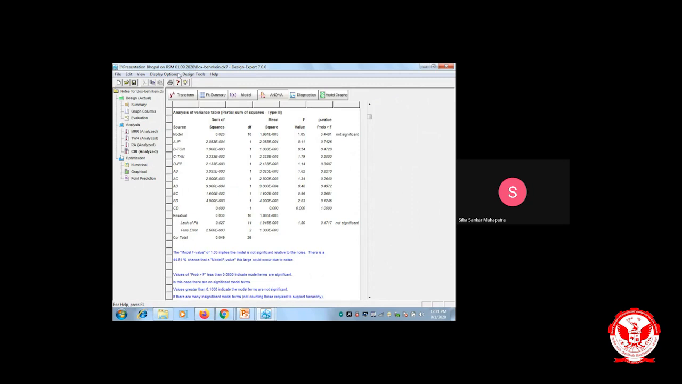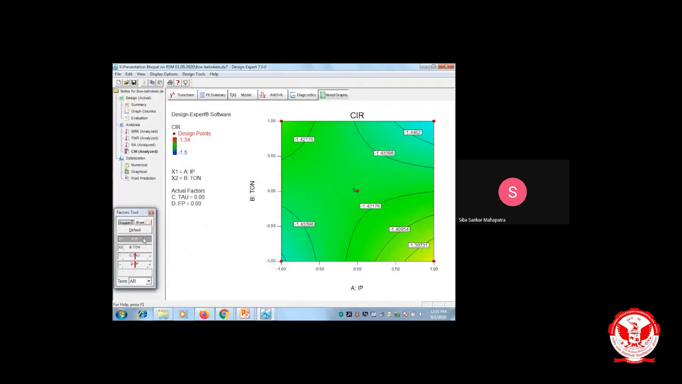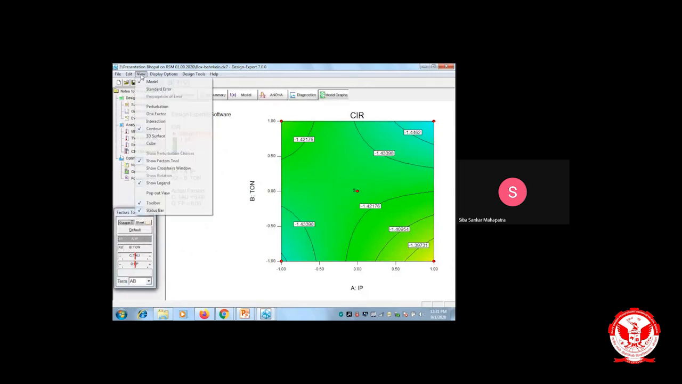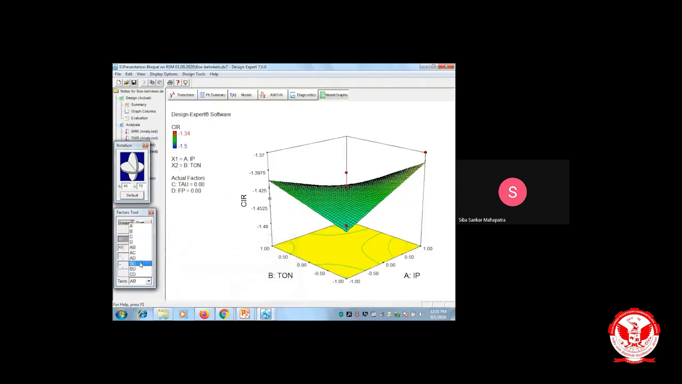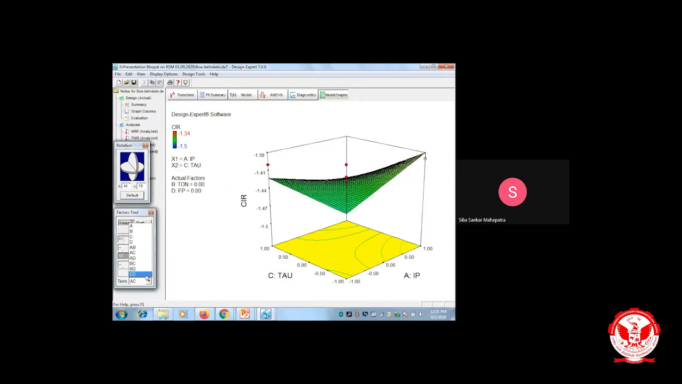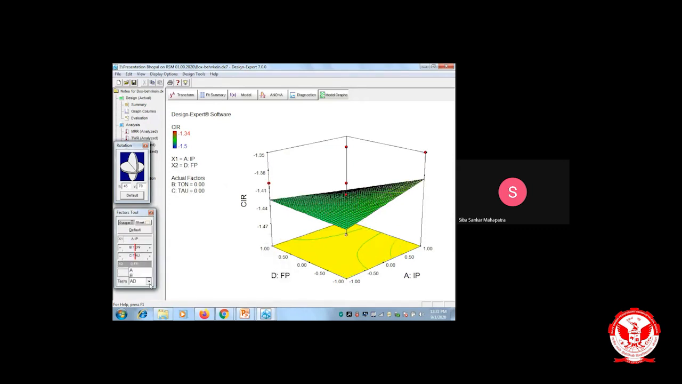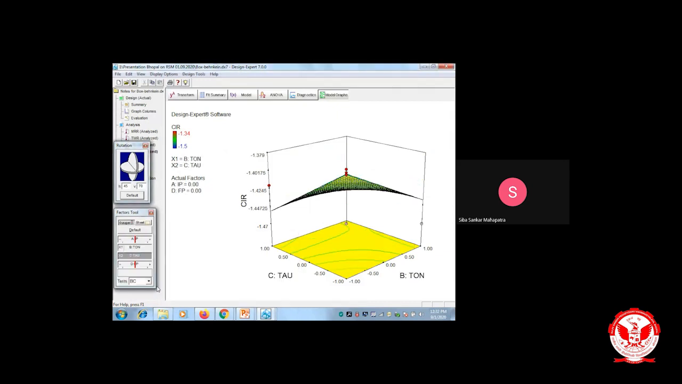So you can have three-dimensional model graphs. You can rotate these model graphs and interpret them. So, in short, this is what response surface methodology is.